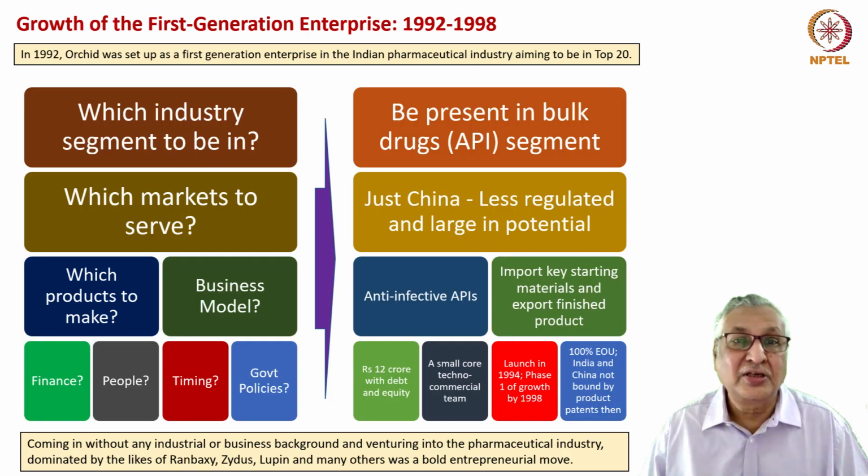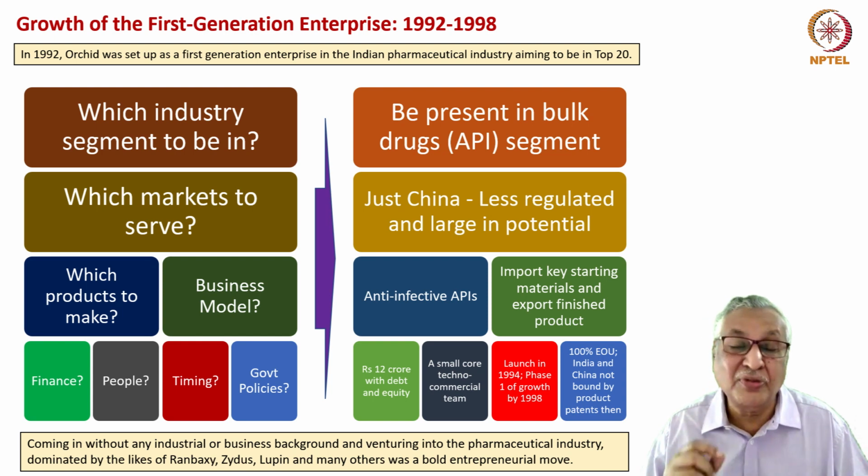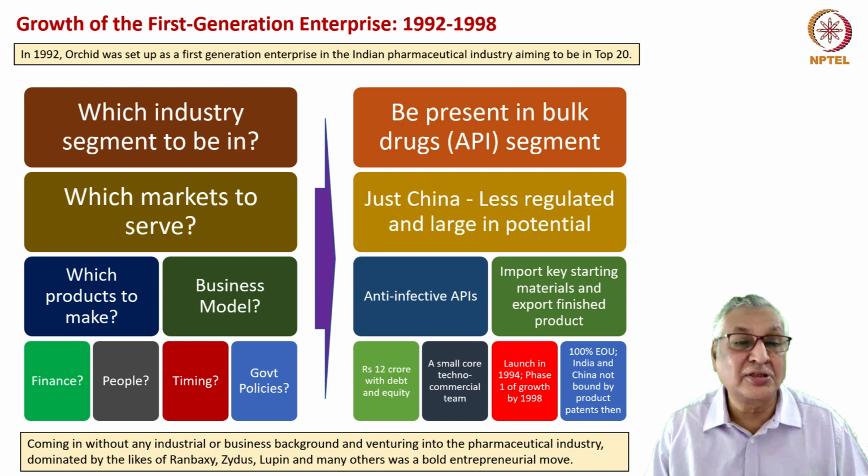Let's look at the first phase of the first generation enterprise. During 1992 to 1998, the growth has been something which made several startups feel smaller and several big companies take notice. In 1992, Orchid was set up as a first generation enterprise, and the aim from the beginning was to be in the top 20, which got upgraded to be in the top 10 a few years later. The questions I have talked about on the left side of the slide are very pertinent not merely for a pharmaceutical company but for any company which is wanting to set up an enterprise.